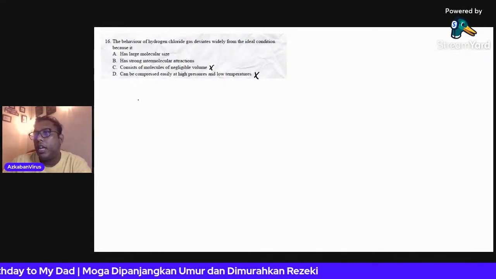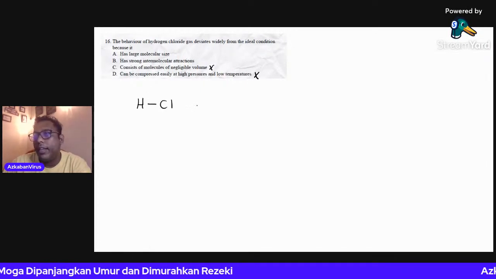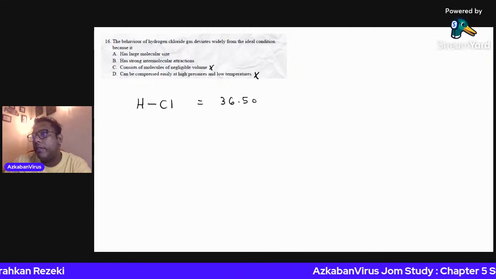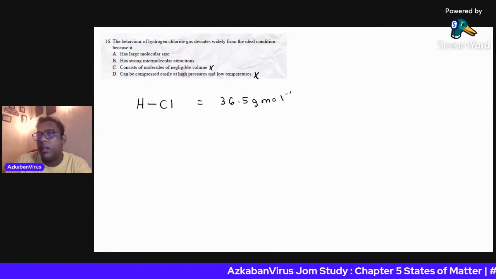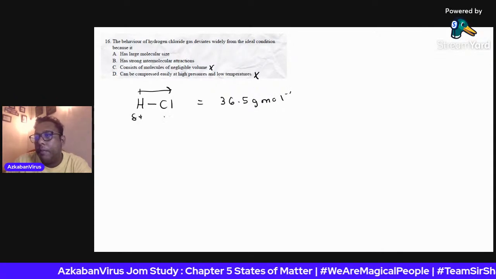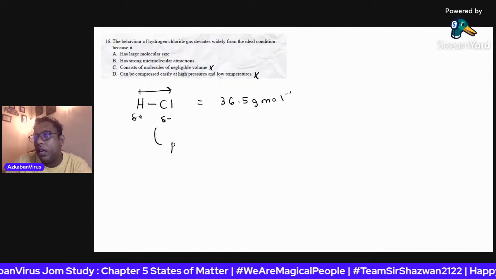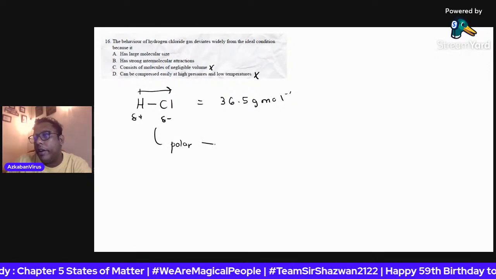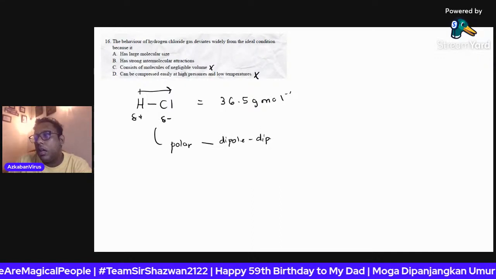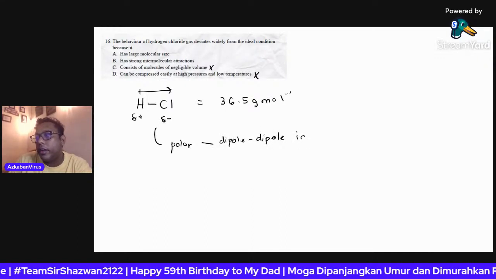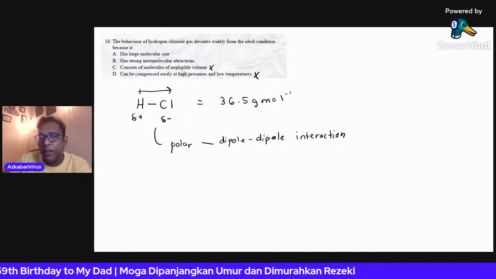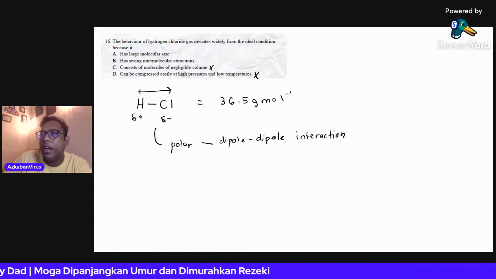Hydrogen chloride 36.5 HCl. So saiz dia tidaklah terlalu besar, dia hanyalah 36.5 gram per mole. Tapi dia adalah polar molecule sebab ni partially positive, ni partially negative. So dia adalah polar. So dia ada a very strong dipole interaction. Okay, so jawapan dia adalah B.